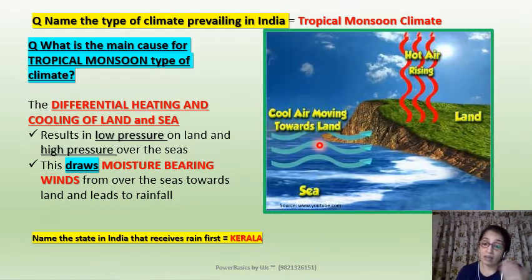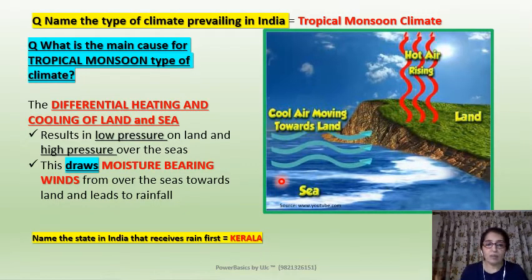On the other side, the sea is cooler, and the sea takes longer to heat up. There is cool air above the sea. This cool air is closer to the sea. It is high pressure. And in the atmosphere, it's always the tendency of air to move from high pressure to low pressure. So air moves from the sea towards the land, causing the sea breeze, a cooling effect. The differential heating and cooling of land and sea results in low pressure on land and high pressure on the sea. So now air is moving from the sea towards the land.